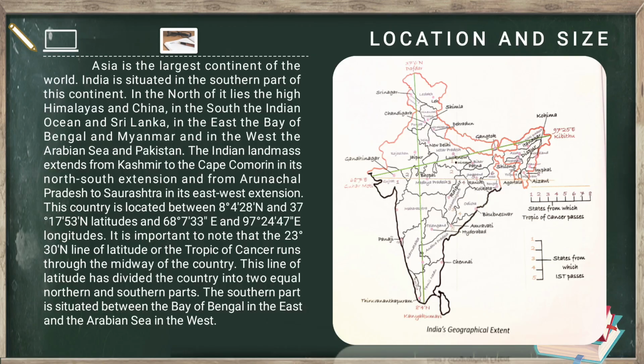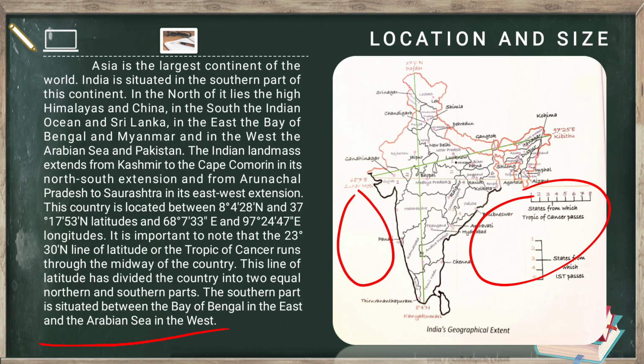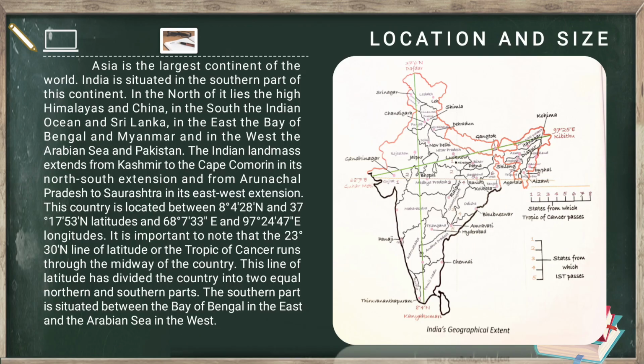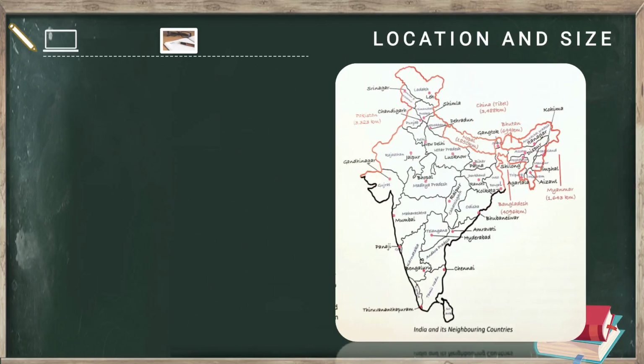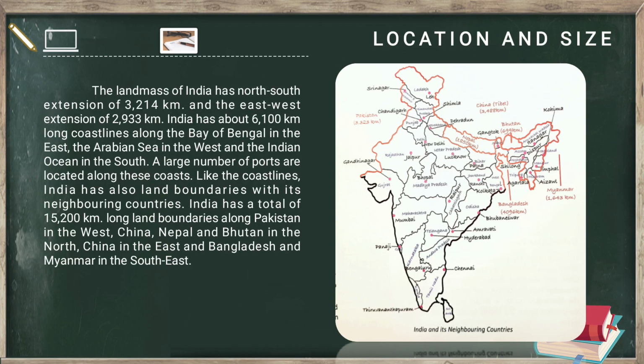The southern part is situated between the Bay of Bengal in the east and the Arabian Sea in the west. See, this is the Bay of Bengal and this is the Arabian Sea. So the southern portion is located between these two. So this is the location of our country, India. I hope you understand. Now let's move to the size. How big, how vast is our country? Let's see.